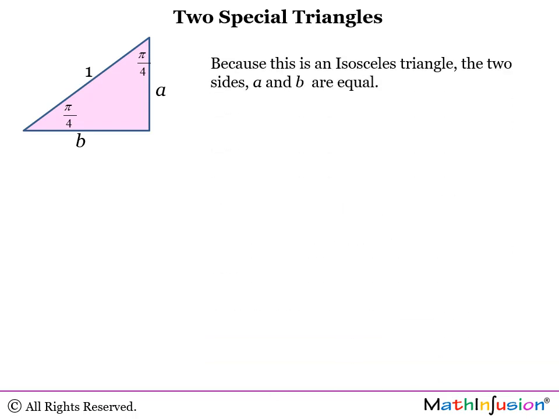Two special triangles. Here is the first one. As usual now, because we would like to identify these triangles also with the trig functions on the unit circle, we will take the longest side to be 1. In this triangle, as you can see, the two angles which are not the right one are pi over 4. In this case, we know that this is an isosceles triangle and a equals b.